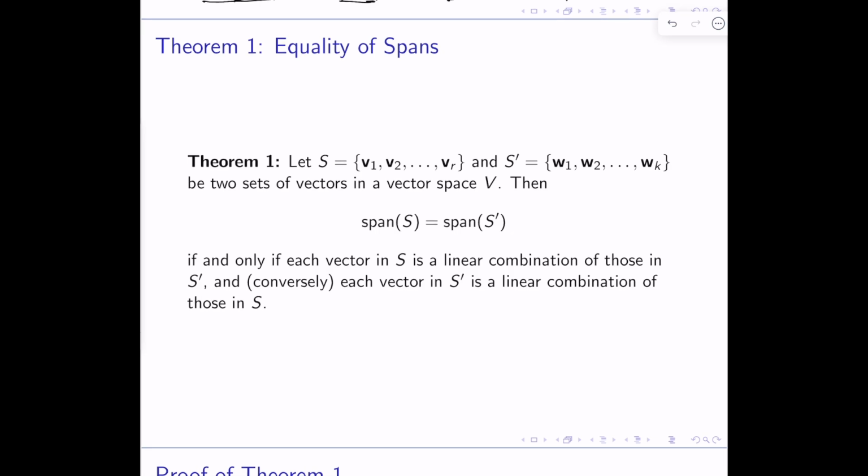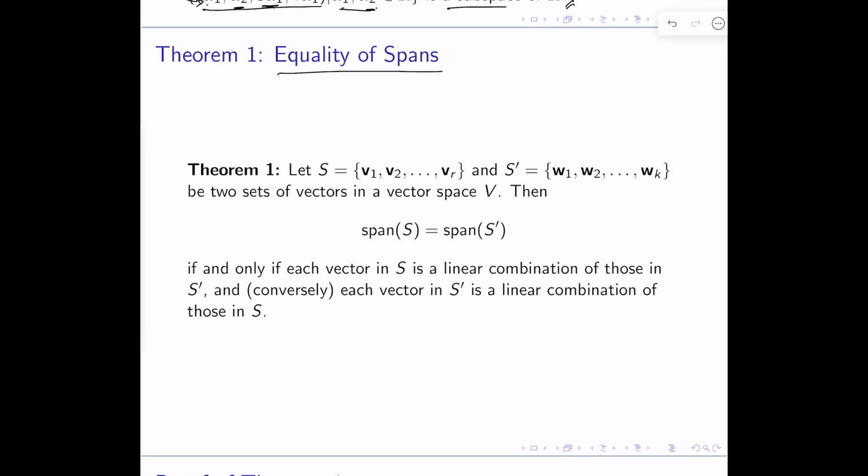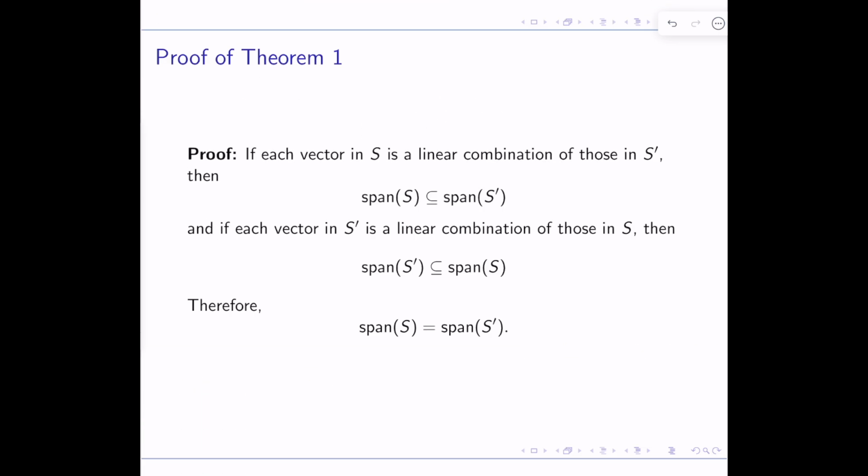And then one more theorem: equality of a span. S is a collection of vectors v1, v2, ..., vn, and S dash is another set v1, v2, w1, w2, ..., wk. These two sets of vectors are from vector space V. Then span of S is equal to span of S dash if and only if, the reverse condition is also true, right? If and only if each vector in S is a linear combination of those in S dash, and each vector of S dash is a linear combination of those in S. So vice versa.